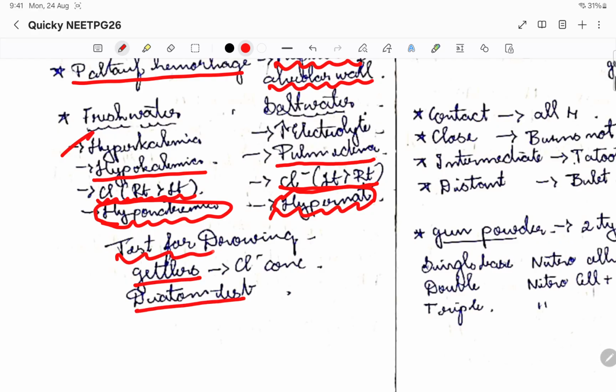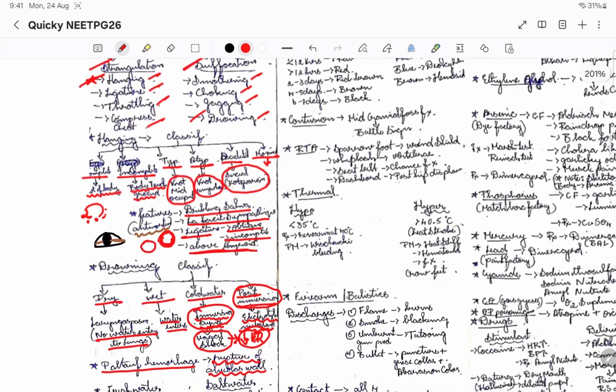So there are two tests that we do for drowning, that is diatoms. If it is a sea drowning, if it is a beach drowning, then it is going to be diatoms that we'll see, along with all the sand particles, whereas Gettler's test we'll see for chloride concentration, okay. So this is drowning, okay.